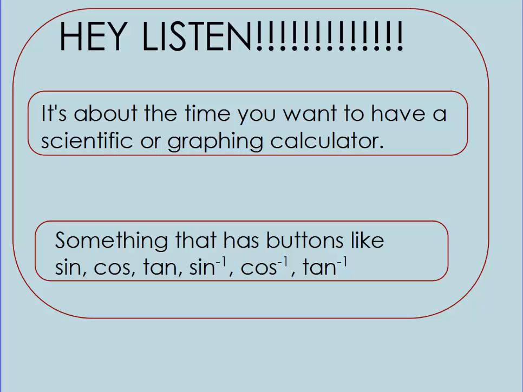Let's begin. When we start doing this trigonometry stuff, you really want to have a scientific or graphing calculator. There are just some functions that you can't do by hand. So you want something that has the buttons like sine, cosine, tangent, and inverse sine, cosine, tangent. A lot of the scientific or graphing calculators will have them. Just make sure you have those buttons.